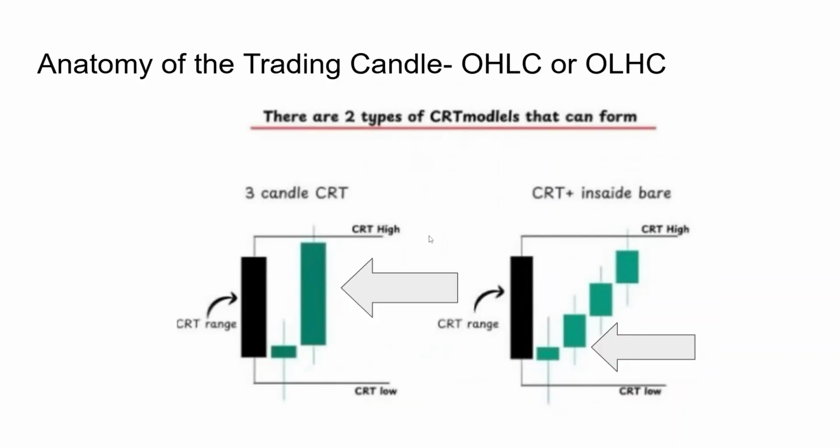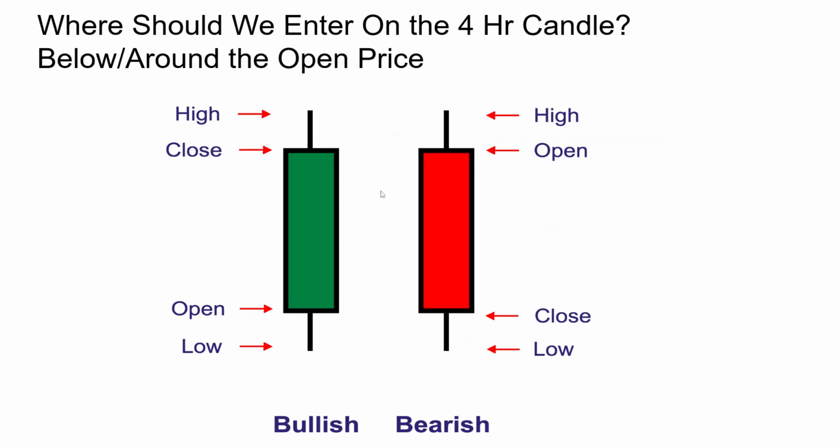So now let's talk about the trading candle, this candle right here. This is where you're going to be trading, or this candle right here, candle number 3. Okay, that's where you're going to be looking for entries. But where should we be entering? So ideally, you want to enter around or below the candle's low if you're going long. And if you're going short, you want to look for price to go to the open price, somewhere above the high, and then go down. That's where you're going to be looking for your entries.